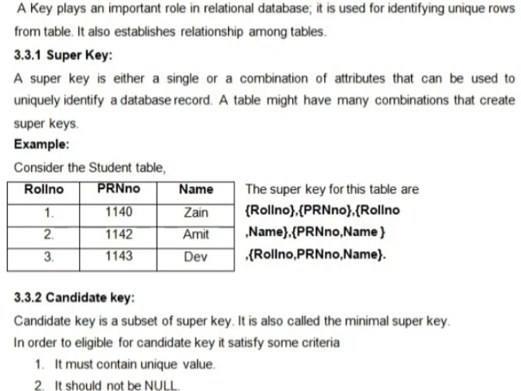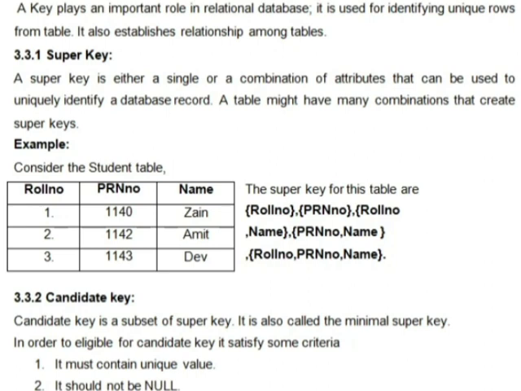We have already started with unit number 2, that is relational model. Today we will see what are keys. A key is used for identifying the record uniquely.